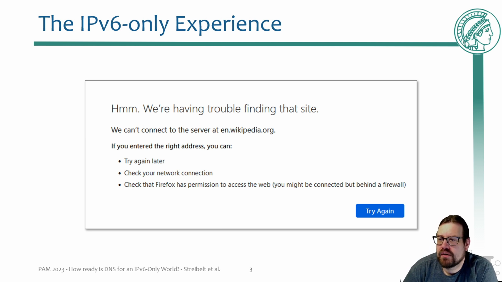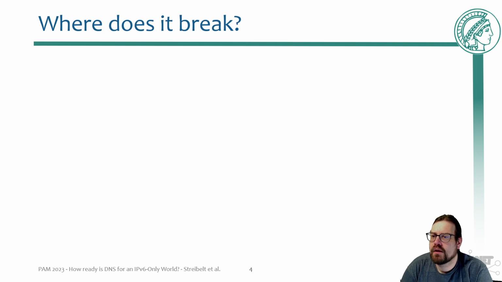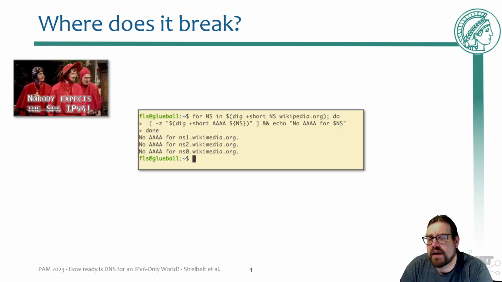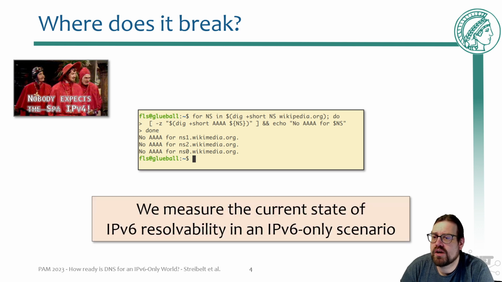But how can that be? We just confirmed network connectivity and name resolution to work. So let's check where it breaks. In this case, accessing the website failed because the name servers of the domain have no IPv6 addresses. And to identify these hidden dependencies on legacy IP, we are measuring the IPv6 resolvability in a strict IPv6-only setting.